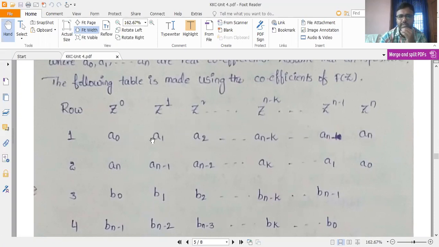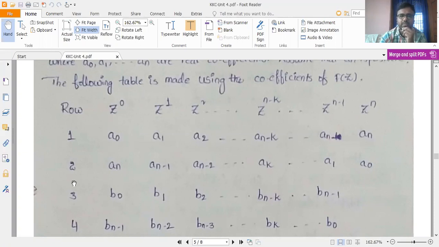So the first row has to be represented like this, that means from Z0 to Z1. And coming to the second row, it must be vice versa to the first row. It must be vice versa to the first row, which means the first row is going to start from A0, A1, A2, and so on up to AN.